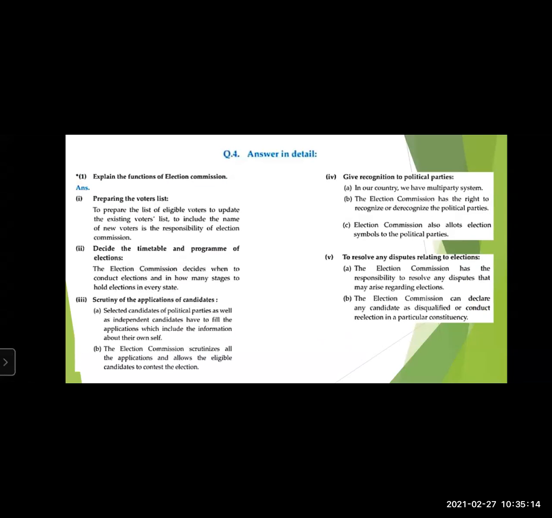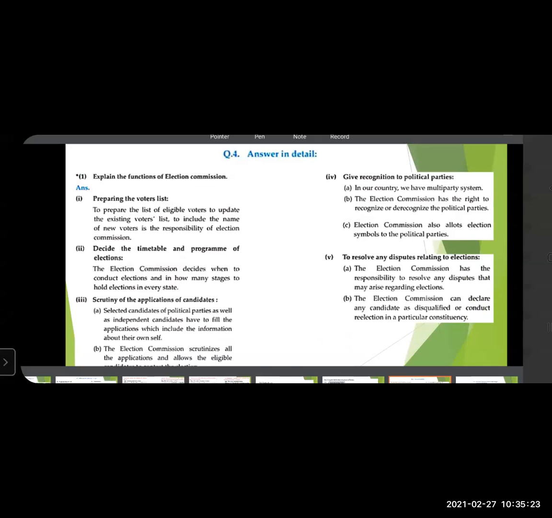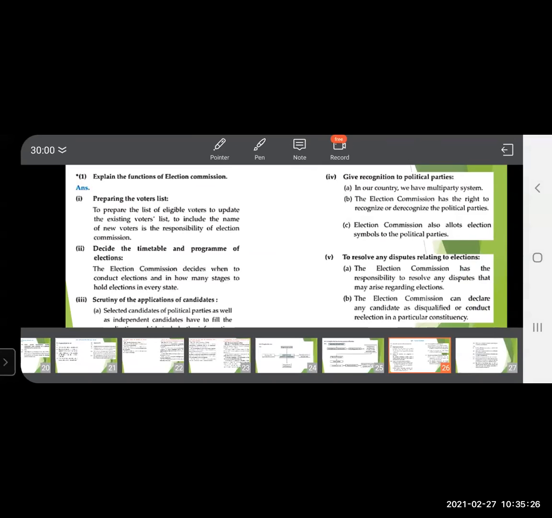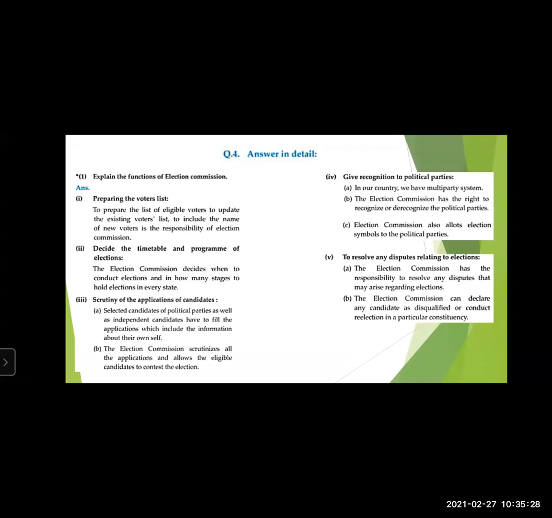Then explain the functions of the Election Commission. As I told you, you will get this as a detailed answer. To explain the functions of the Election Commission, you need to mention 5 points, and you have to elaborate the points in detail, students, to get full marks. First is preparing the voters list. To prepare the list of eligible voters, to update the existing voter list, and to include the names of new voters is the responsibility of the Election Commission.